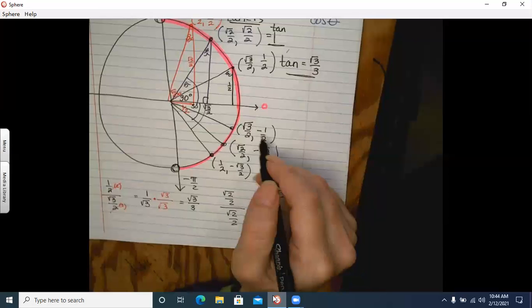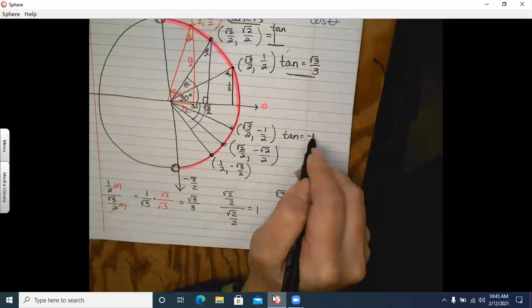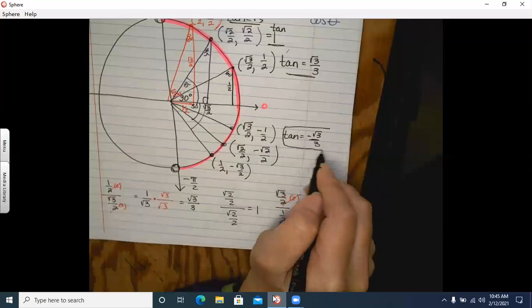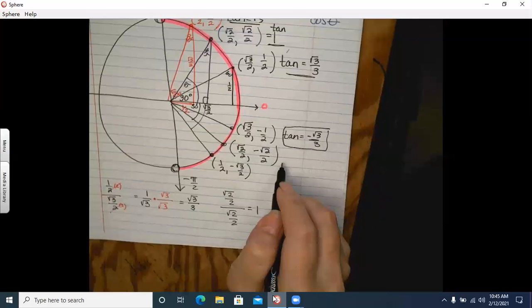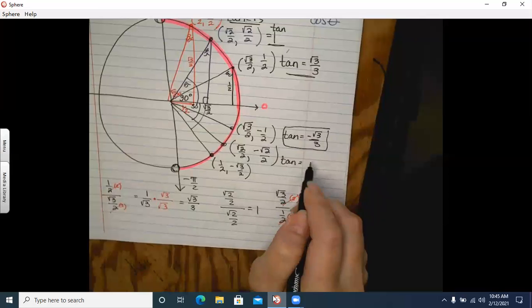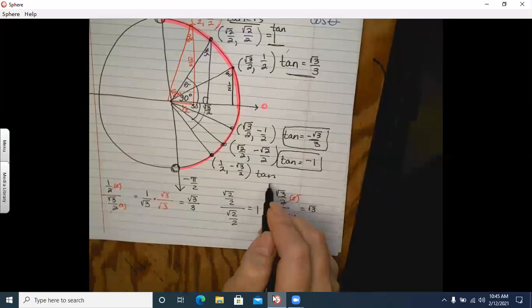So what is going to be the tangent of my negative 30-degree angle? Negative square root of 3 over 3, right, because it's going to be negative divided by positive. What's going to be the tangent of my 45-degree angle? Negative, what'd y'all say? 1. And what's going to be the tangent of my 60-degree angle? Negative square root of 3.